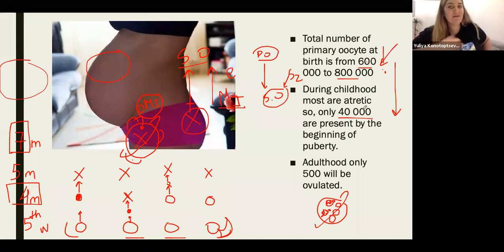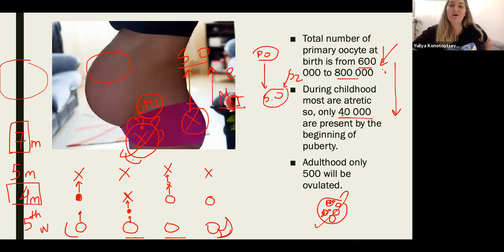And every time I teach this part, I'm not a feminist whatsoever, I don't actually believe in that, but this part actually makes me want to cry, because we started with 7 million primary oocytes. And when you start puberty, it's 40,000.